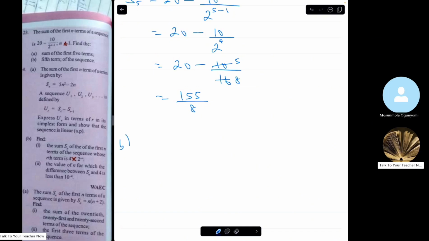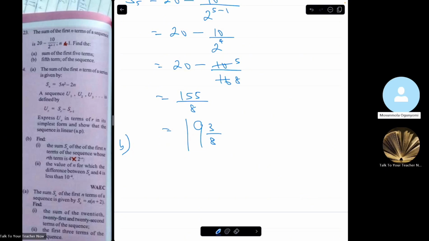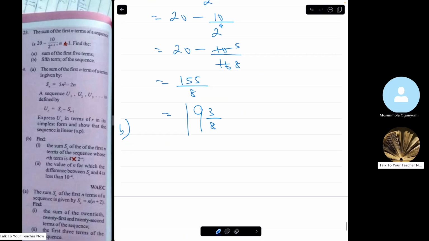What's question B? The fifth term of the sequence. Hold on. 8 in 15 is 1. 8 in 75 is 9. And 9 is 72, leaving 3/8. Is that correct? Yes, sir. That's it. So let's go.